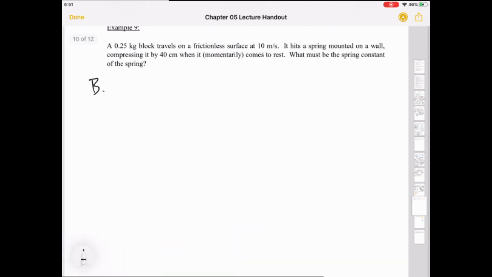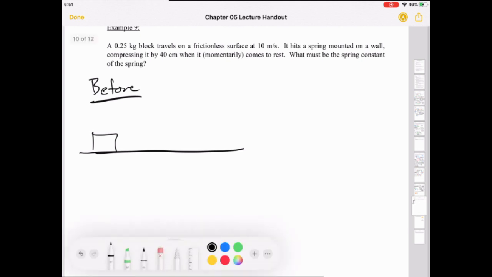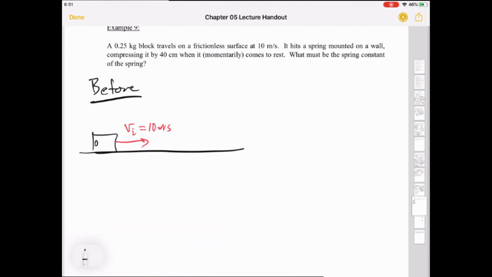So our before picture looks like this. I've got a block traveling with some v initial. I could even label it as 10 meters per second. I know the mass of this block is 0.25 kilograms. And it's going to hit a spring, and I'll put a little stopper on the spring. So the spring is not compressed at this point, so the spring is not storing any energy just yet.